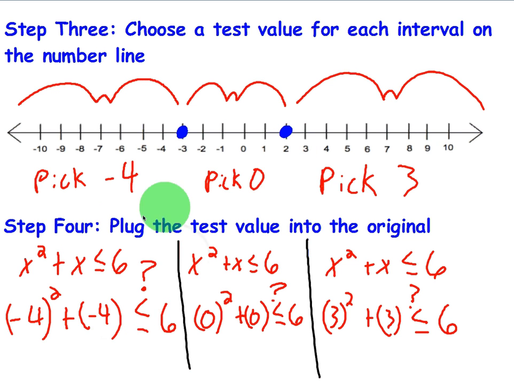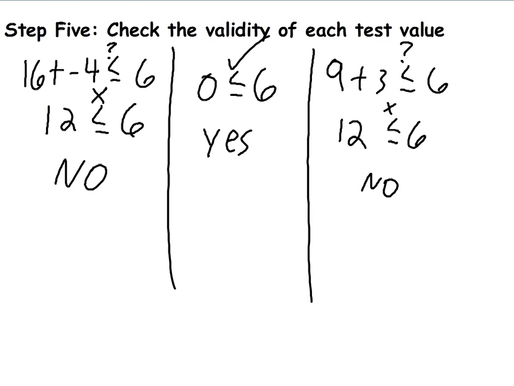Okay, so step 4, we've plugged the test value, and now we just have to check to see if they work. What do you guys think about the left? You think it's going to work? No, how'd you know that? This is 16, right? Plus -4 is 12. 12 is not less than or equal to 6. Okay? So our first test value is no. It is not a valid statement.